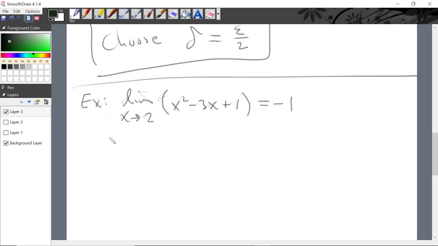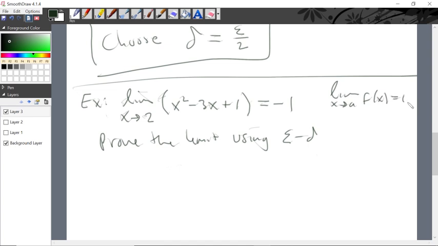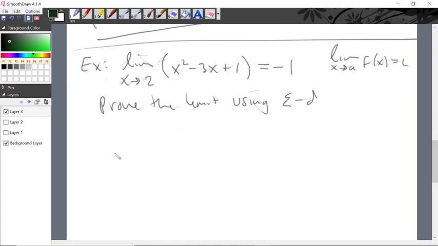Okay? Prove the limit. Okay? Prove the limit, what I mean is using epsilon delta. Okay? So we have a limit as x approaches a of f of x is equal to L. Okay, let's list the ingredients we have here. Okay. First, a. Well, a is equal to 2. The function f of x is the polynomial x squared minus 3x plus 1. And the value of the limit L, well, that's equal to negative 1. Okay?